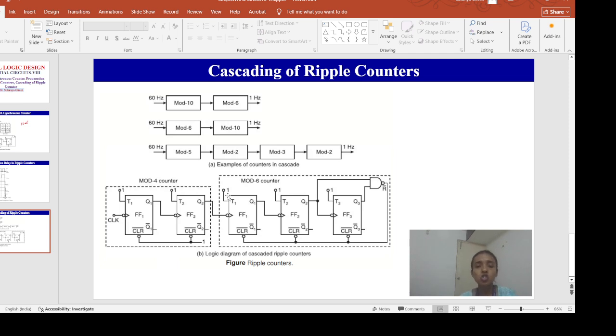Here we see how we are cascading the ripple counters. This is a mod 4 counter with 2 flip-flops with a negative edge triggered clock pulse, and this is a mod 6 counter. How many flip-flops will be required? 3 flip-flops will be required. So we can cascade a mod 4 counter and a mod 6 counter in this format also.